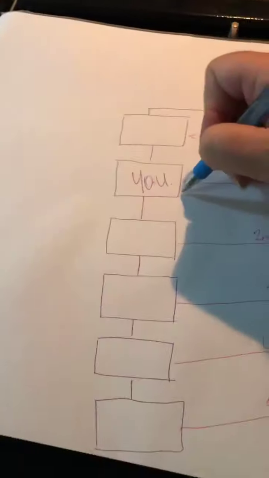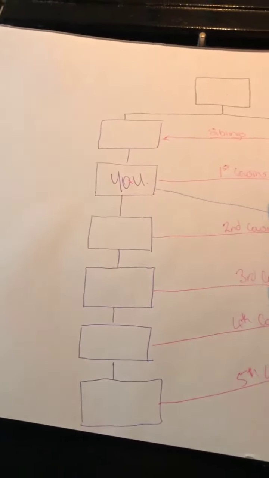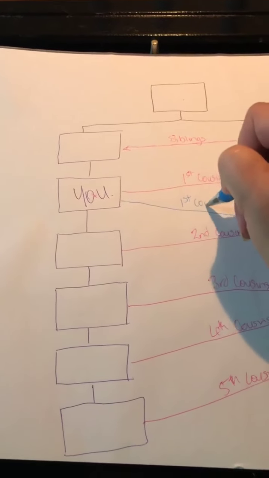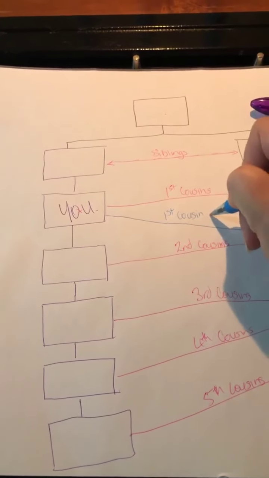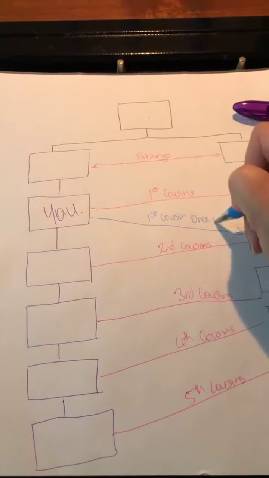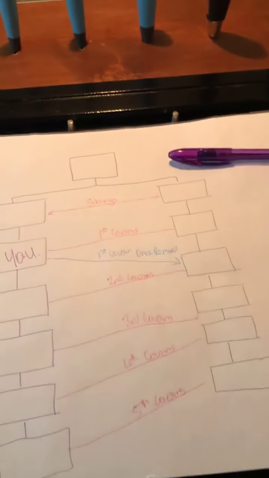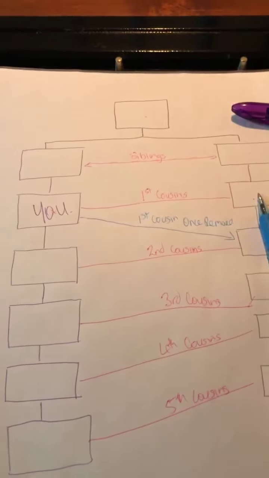Hang on, I did need a different colour. We'll use the blue. So this relation here is first cousin once removed. And the reason they are once removed is that they are not on the same level of generation.